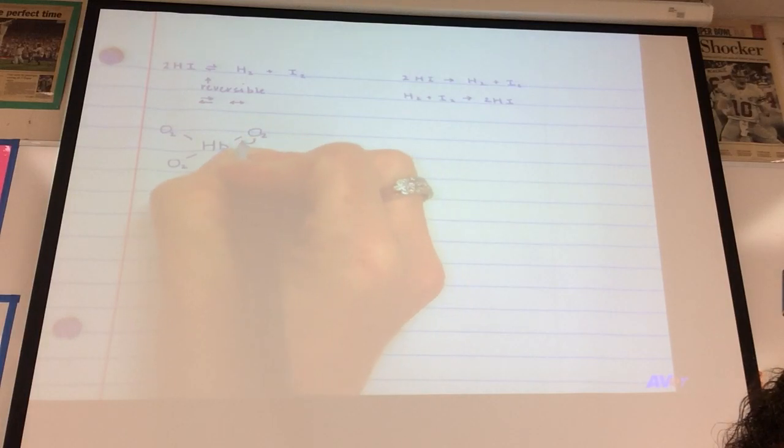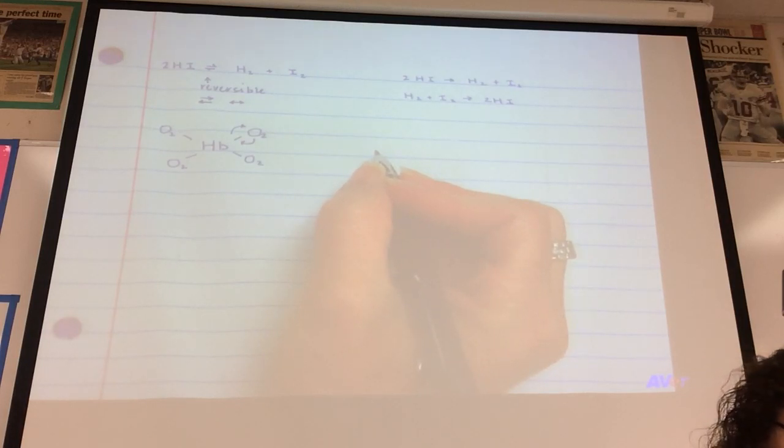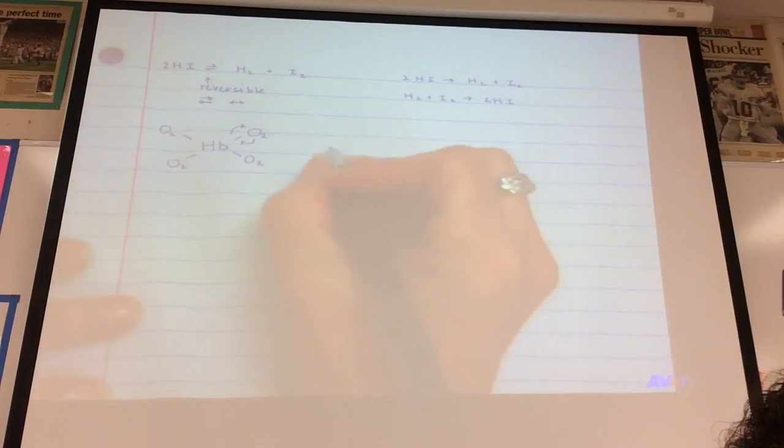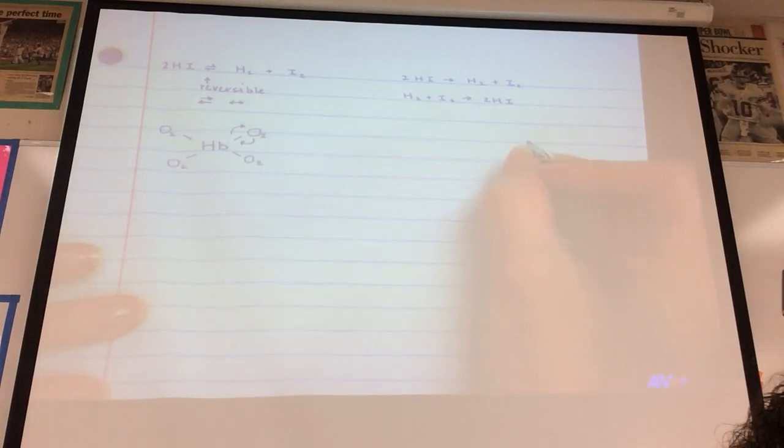Now, oxygen jumps on and jumps off within seconds. It's very rapid. That's how oxygen, which is picked up in the lungs, is delivered to tissues and organs throughout the body. Oxygen has a molecular mass of about 32 grams per mole. Carbon monoxide has a molecular mass of about 28 grams per mole.